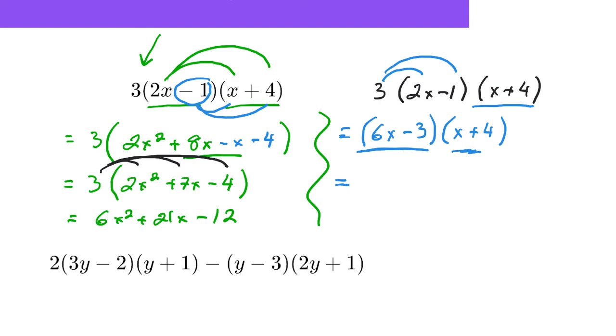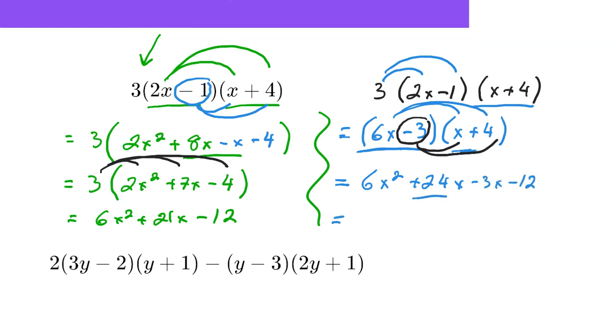So 6x times x is 6x squared. 6x times 4 is 24x. Negative 3 is what you're now going to distribute. Don't forget the sign. Distribute into the second bracket. So you'll get negative 3x minus 12. Simplify your like terms, and it is the same result.